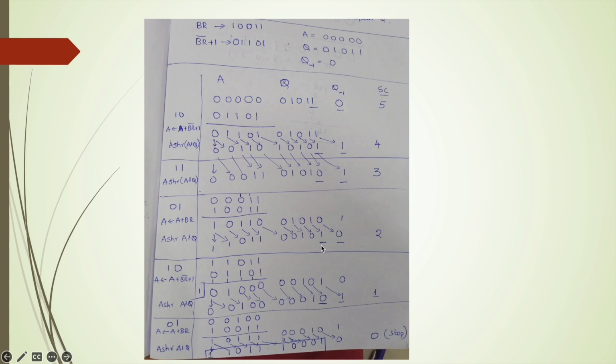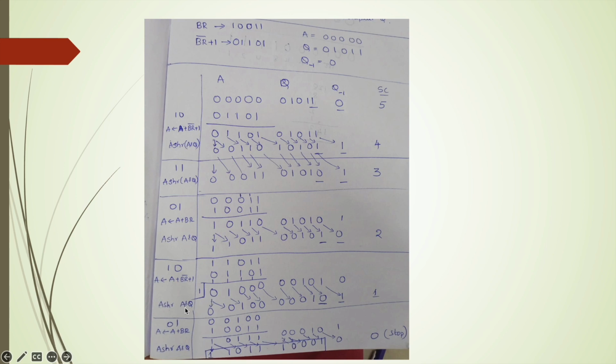Now SC is 2. Now check the condition, Qn and Qn plus 1. 1 and 0. For 1 and 0 I have to add BR plus 1. I copied this value. A is 11011. BR plus 1 is 01101. 1 plus 1 is 1 0, 1 and 1 is 1 0 1, 1 and 1 is 1 0 1, 1 1 1 1, 1 here, 1 here, and 1 plus 1 is 1 0 here, carry here. So we can neglect the carry.